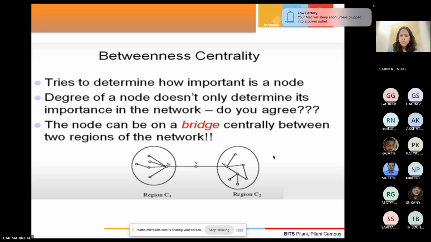So you can see that all these different centrality measures have different notions, different meanings, different semantics related to them. In different situations, we need to use different centrality measures, and based on the application, we can decide which centrality measure to use.